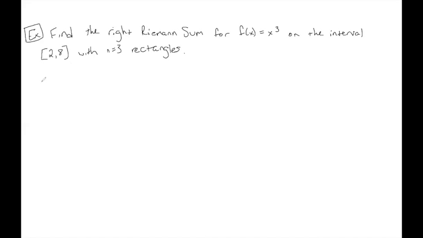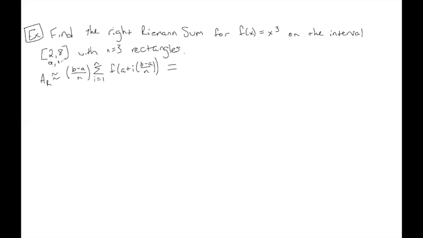Okay, so we recall our estimate for the area using right rectangles, that our formula is b minus a over n times the sum from I equals 1 to n of f of a plus I times b minus a over n. This is something you just have to have memorized. But of course, it's easier to memorize when you know the picture. Okay, now let's start plugging stuff in.